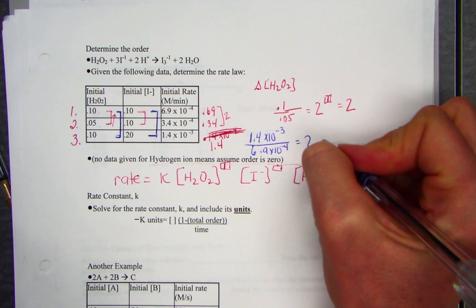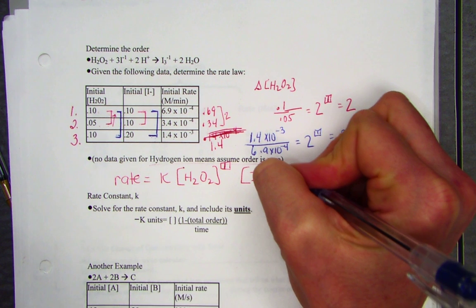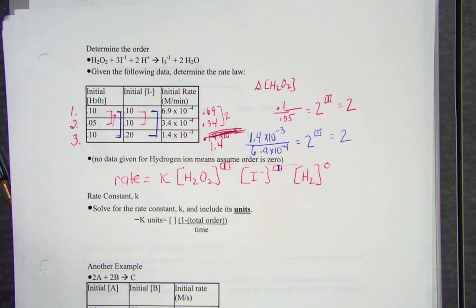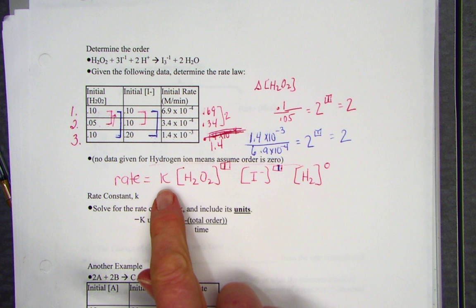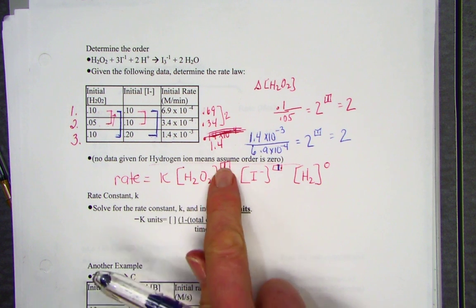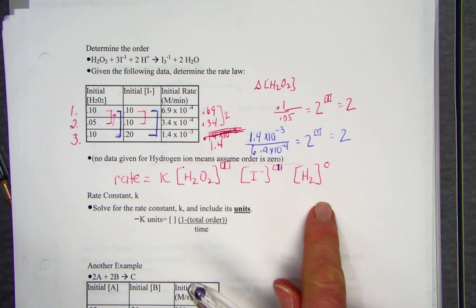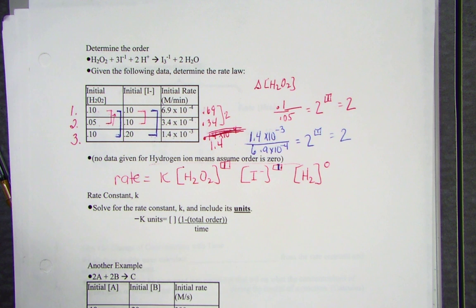But if I doubled the concentration, I clearly see the rate doubled as well. It's first order with respect to iodide, 0 order with respect to hydrogen. We read this as rate is equal to K times the concentration of H2O2 raised to the first power. Iodide is to the first power, and hydrogen with no effect, power of 0.